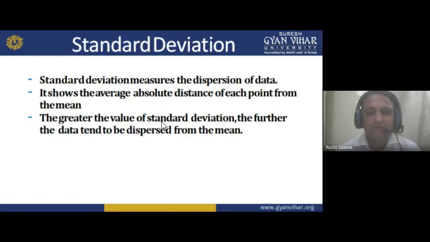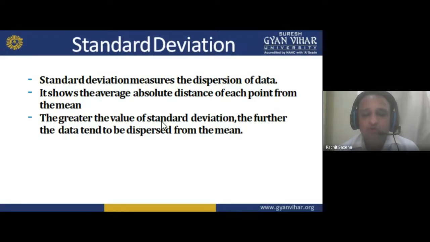Mean is the main value. Mean is what? Basically, calculate all the values, divide by the number of measurements, the number of values. If I have 6 readings, 7 readings, 8 readings, so for example, 8 readings are there. In the numerator, add all the 8 and divide by 8. That is your mean. So, it shows the average absolute distance of each point from the mean.